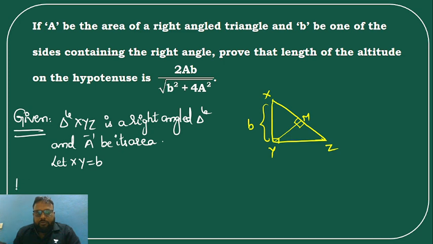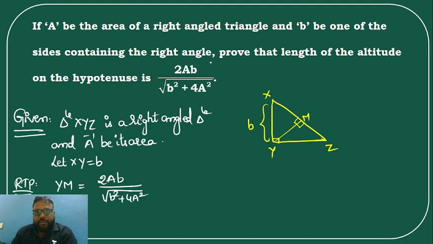So what do I have to prove? I have to show that YM, that is the length of the altitude on the hypotenuse, is 2AB by under root of B square plus 4A square. This is what I have to prove. Now let us start the proof for this. For our convenience, we will draw this triangle once more, so that it will be easy for us for solving it.